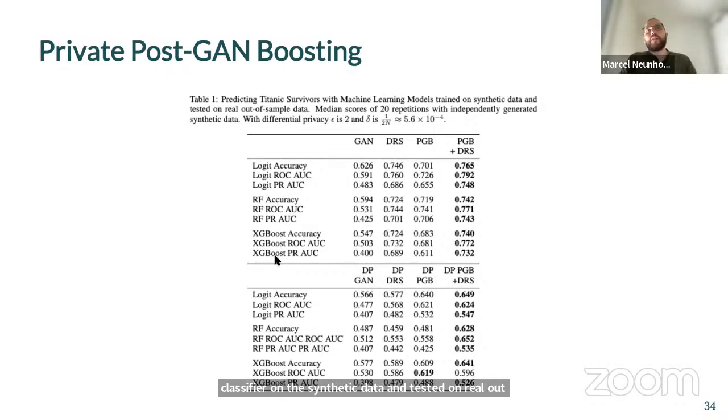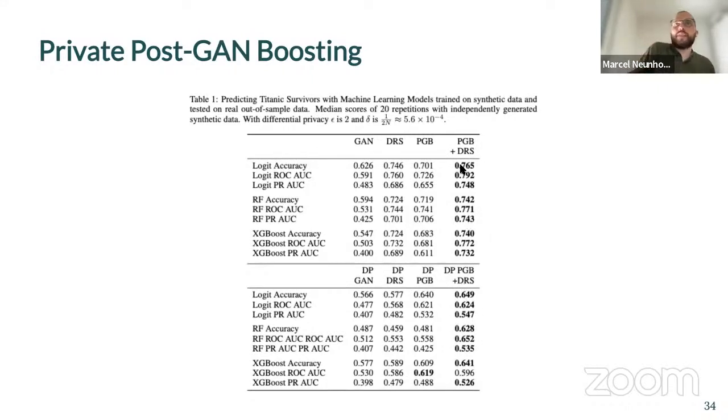So that was not part of the synthesization. And we want to see how well we can predict real Titanic survivorship based on those synthetic data examples. And it turns out that this combination of post-GAN boosting and DRS outperforms all other synthetic data sets by a lot, and even more so with privacy. And of course, again, this is expected, right?